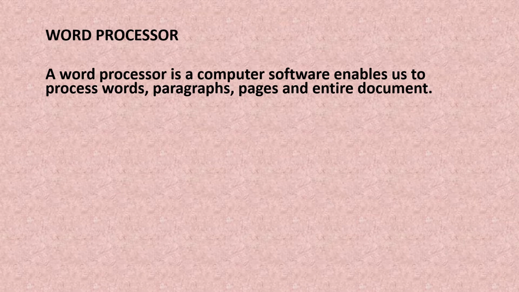A word processor is a computer software that enables us to process words, paragraphs, pages, and entire documents. It is used to create documents, store them electronically on the disk, display them on the screen, and modify them by entering characters and commands. So children, whenever you want to add words or paragraphs, you need to open a word processor.